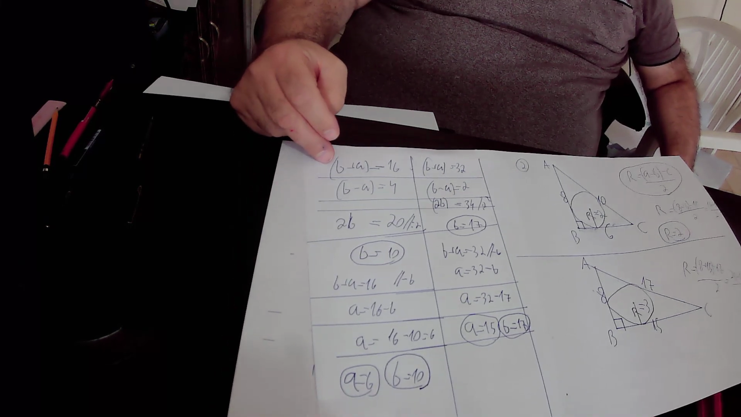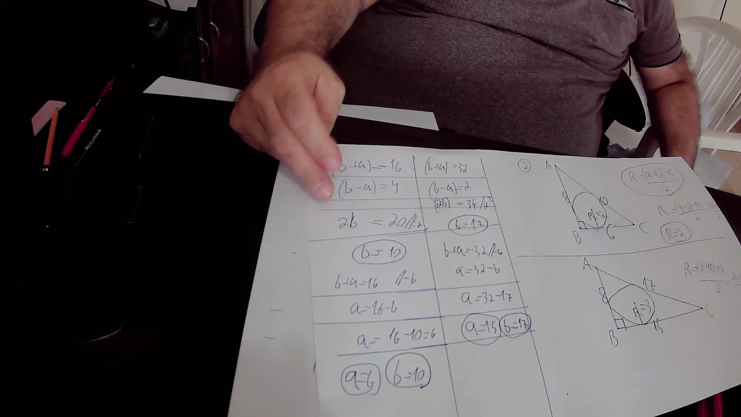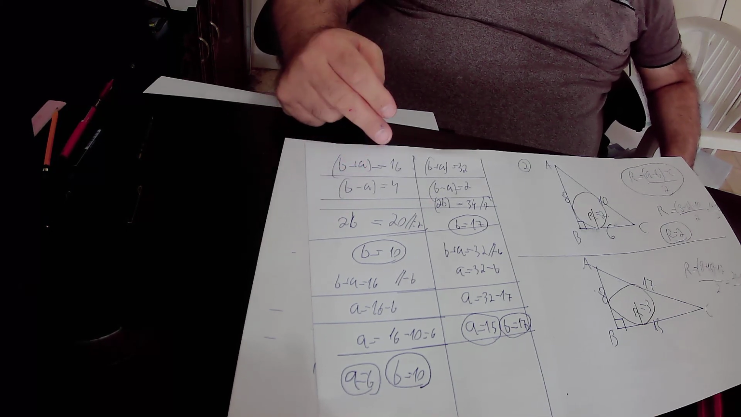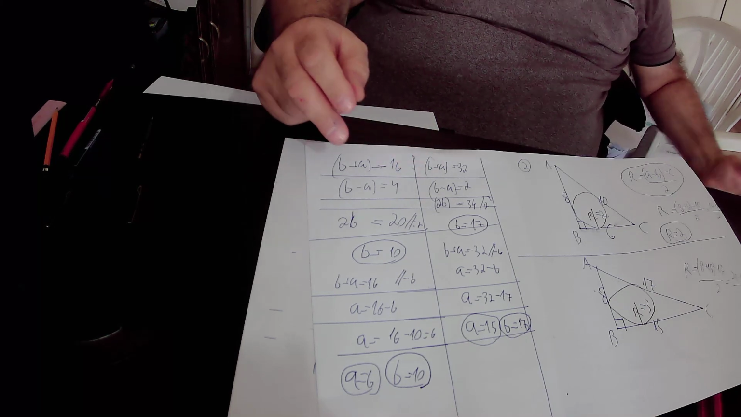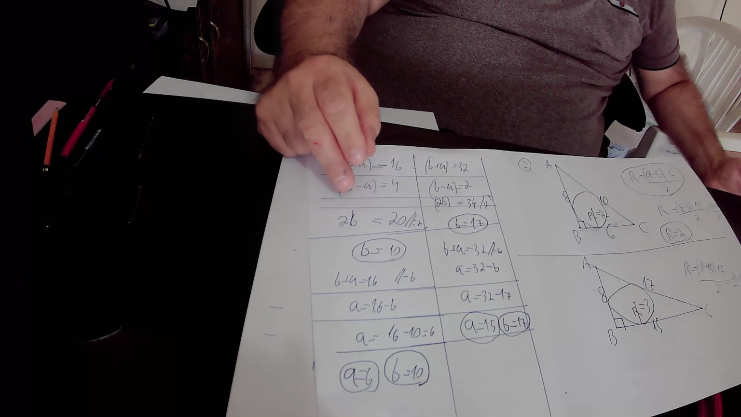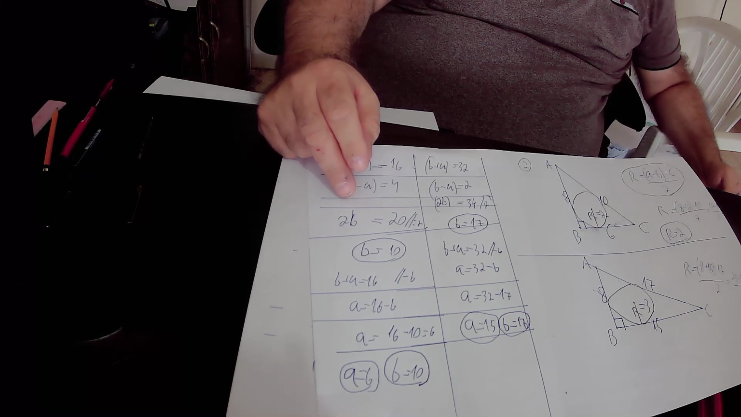So we will add the first equation to the second equation, and we get that b plus b is 2b, a minus a is 0, and on the other side of the equation we have 16 plus 4, which is 20. So in conclusion we got that 2b equals 20. We divided this equation by 2, and we found out that b equals 20 over 2, that is 10.